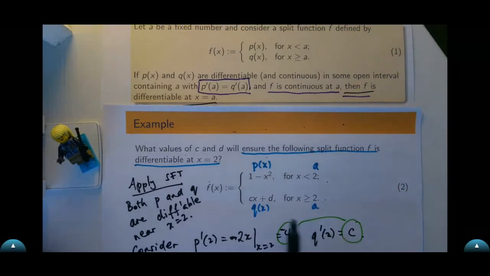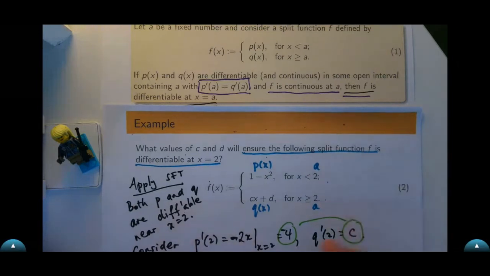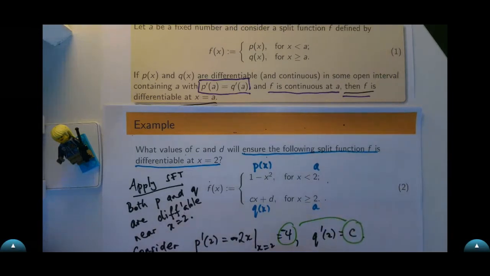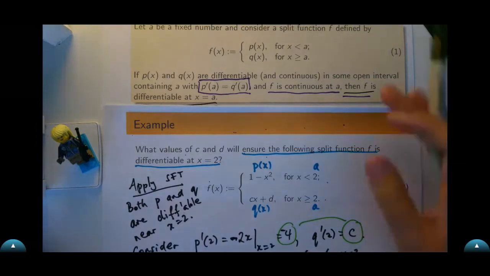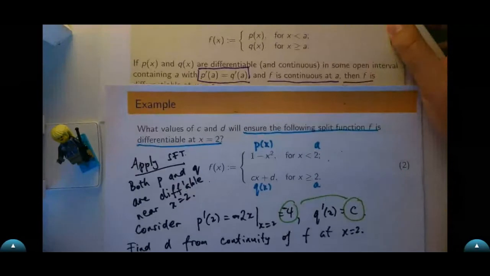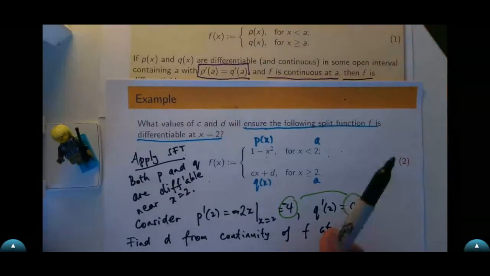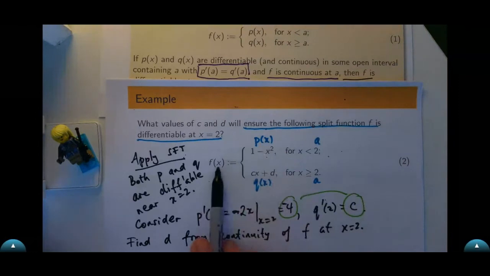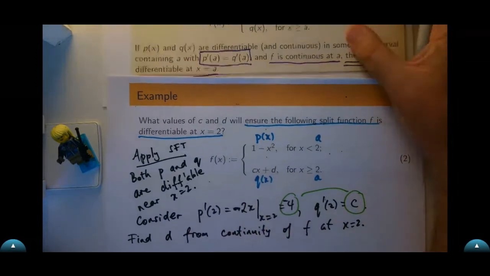All right, so we know that c would be equal to negative 4. Let's find d, from the continuity. Oops, sorry, now I've got to move it up. In order for this function to be continuous, we want the limit at x equals 2 to equal the value of the function at x equals 2. So that's how we're going to do it.